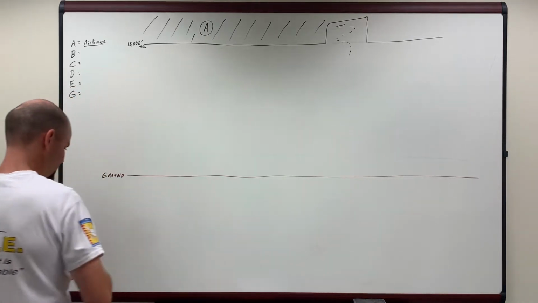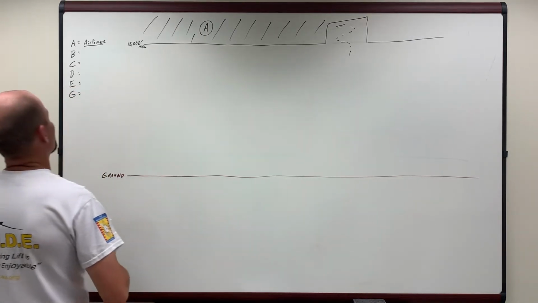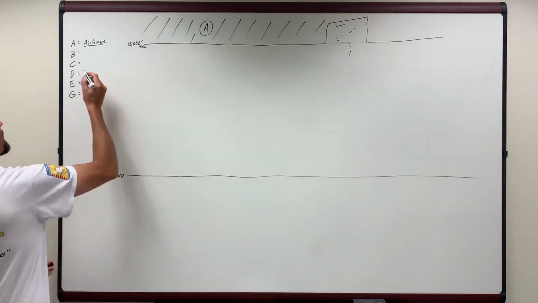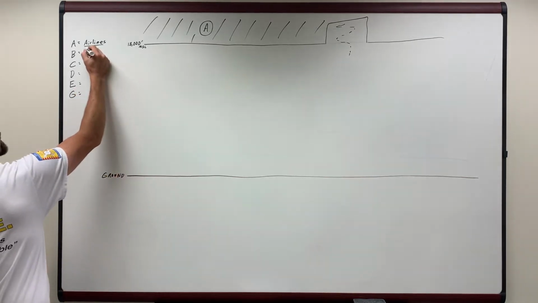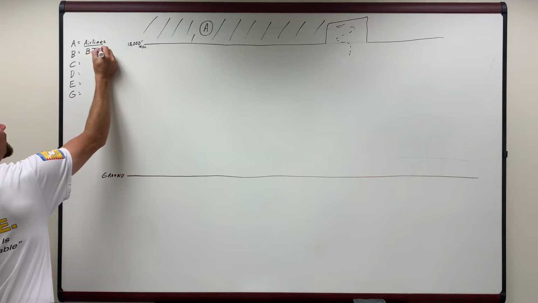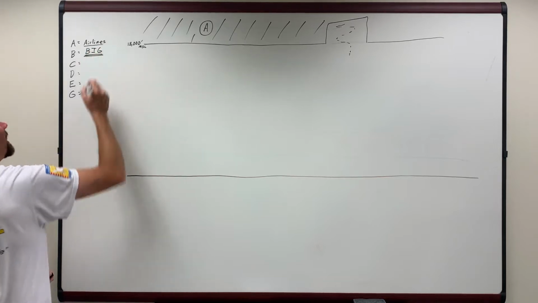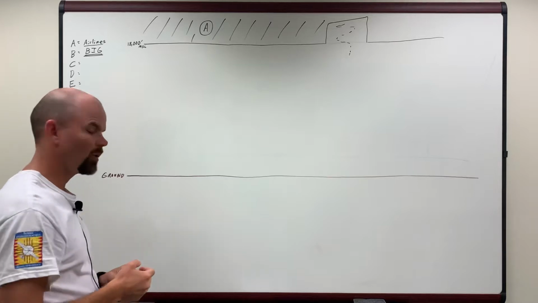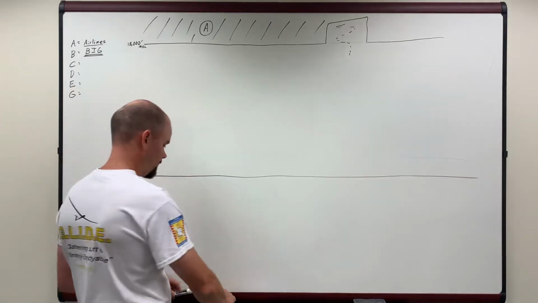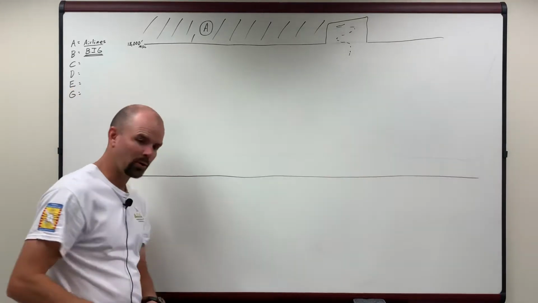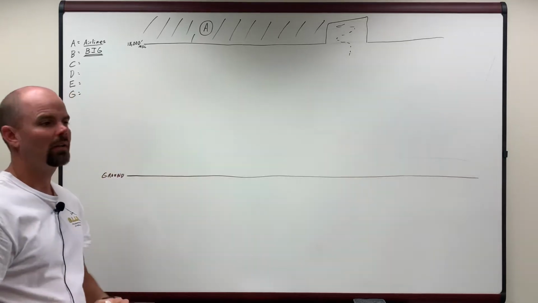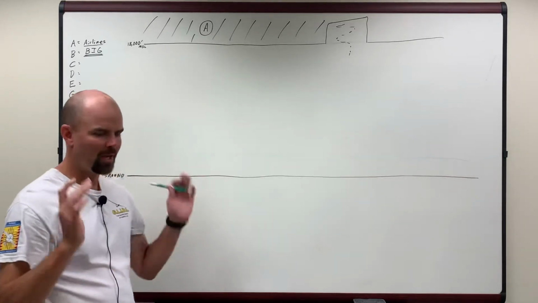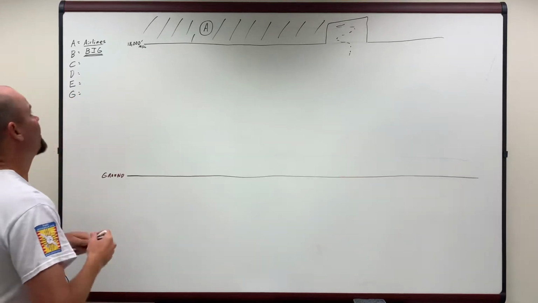All right, how about Class B, Bravo airspace? Class Bravo, you need to think big. We're talking big airports. Big airports like Dallas-Fort Worth, Los Angeles, New York, Chicago. There's a lot more than that, but think big airports. Big and busy.